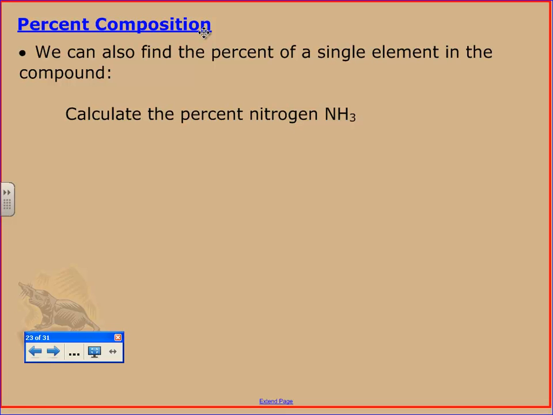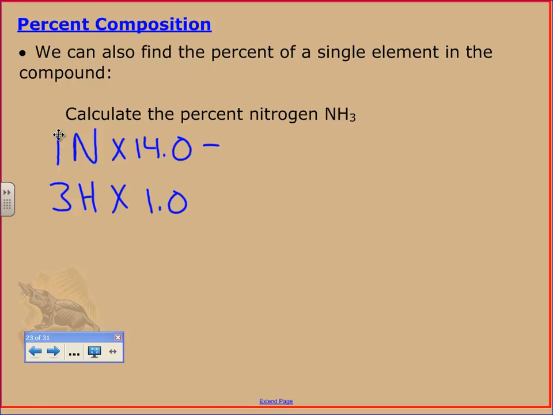We can also have the problems worded in a different way. So if you look at this one, it says calculate the percent nitrogen in NH3. Now in this case, what they're looking for is I don't have to do the percent of everything, but I do need to find it just for nitrogen. The thing is, to find the total, I still have to work the whole molar mass.